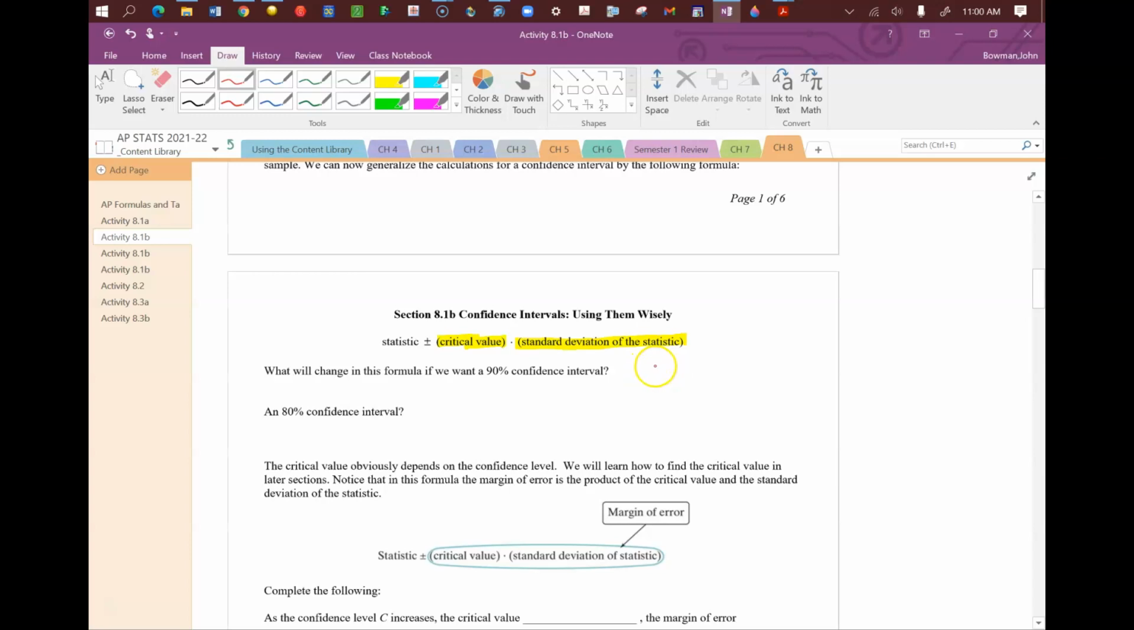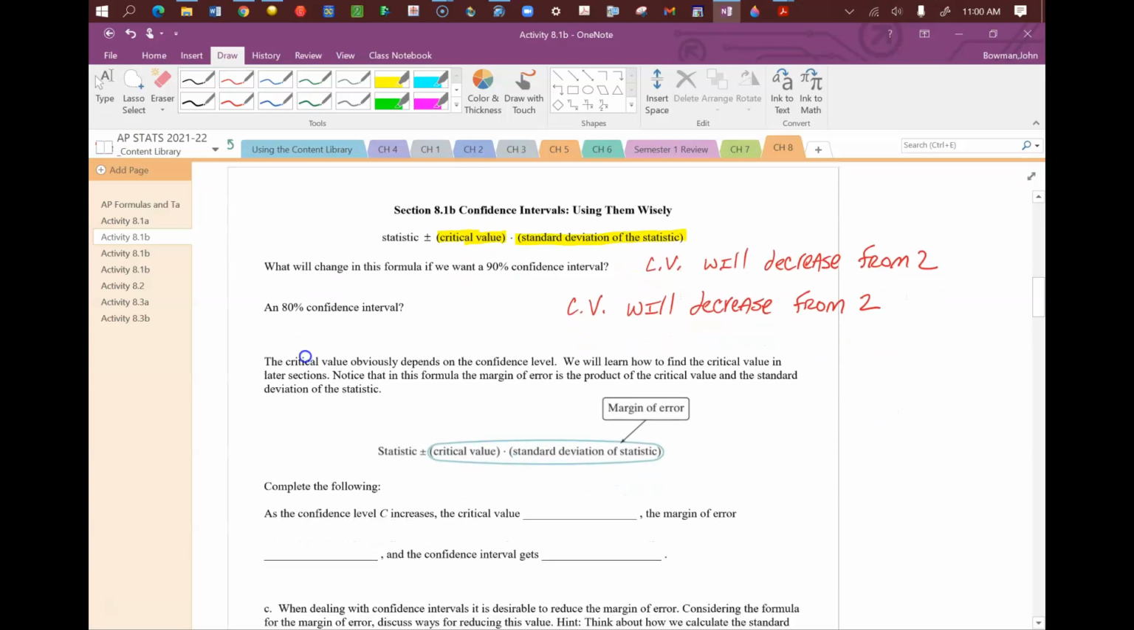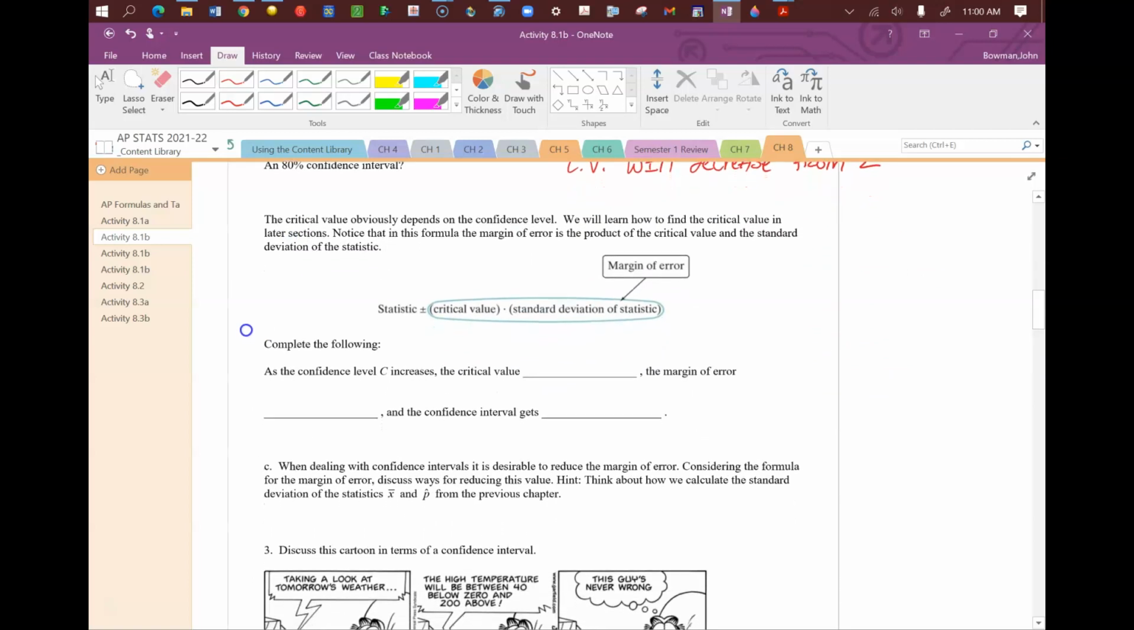So what will change in this formula if we want a 90% confidence interval? The critical value, CV, will decrease from 2. For an 80% confidence interval, the critical value will again decrease from 2. Now I don't know exactly what those numbers are, but we are going to talk more about how to find those later on. All right, so we're going to take a look at these statements here based on the margin of error and fill in the blanks.